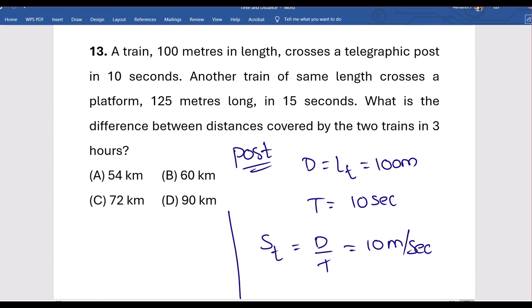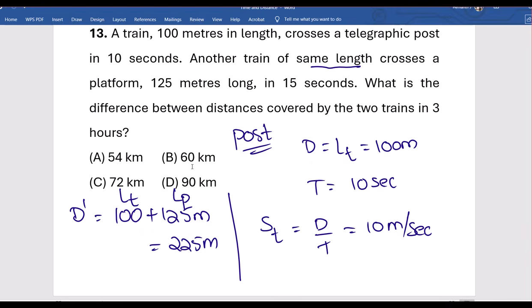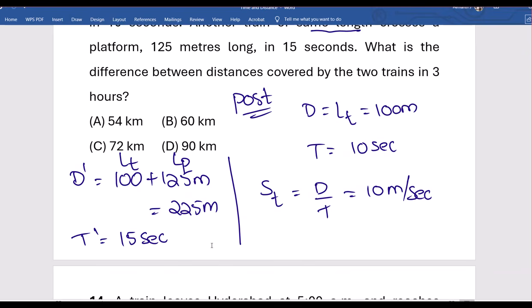Okay. Next one, another train of the same length crosses a platform in 15 seconds. So in the second case, the distance is 125 meters for the platform. Same length means 100, so 100 plus 125. Why 100 plus 125? This is train length plus platform length, 225 meters, in 15 seconds. So now you got the speed of the second one as well.